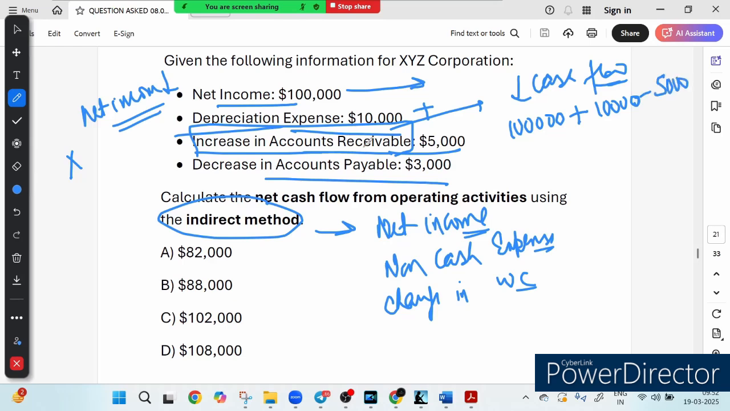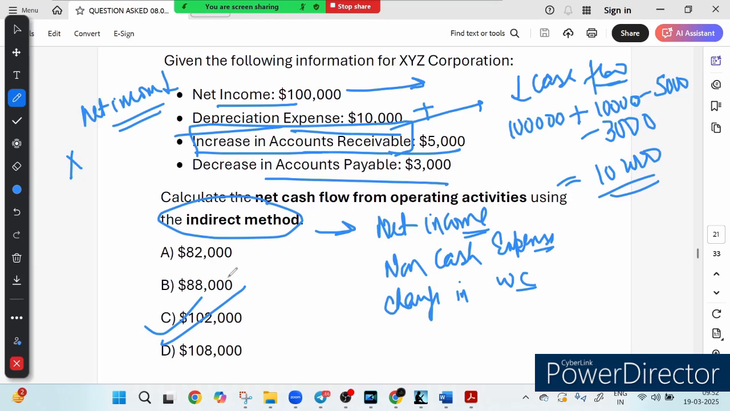Now what about the decrease in account payable? When account payable decreases, it means the company has paid off some of its liability. So this results in cash outflow, reducing the cash flow, right? So ultimately this will also be subtracted. So that is the point. After doing the calculation, you will get how much? 1,02,000, right? So that is why option number C is the correct answer.